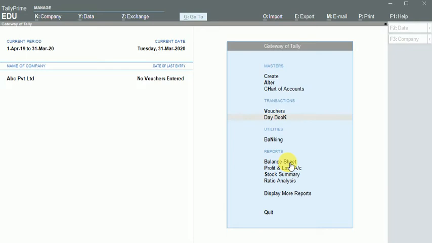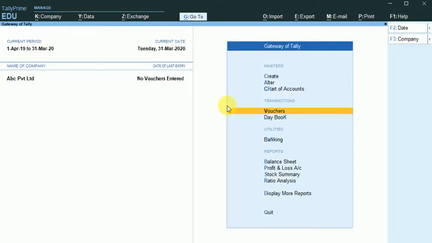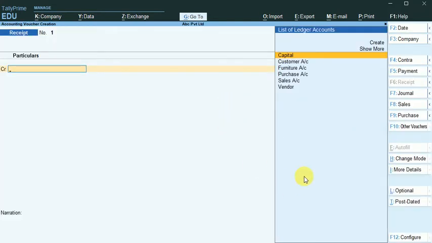So before going into that, I want to introduce you to the basic vouchers. So I'm entering into the vouchers. Here we have F4, F5, F6. F4 is nothing but contra.